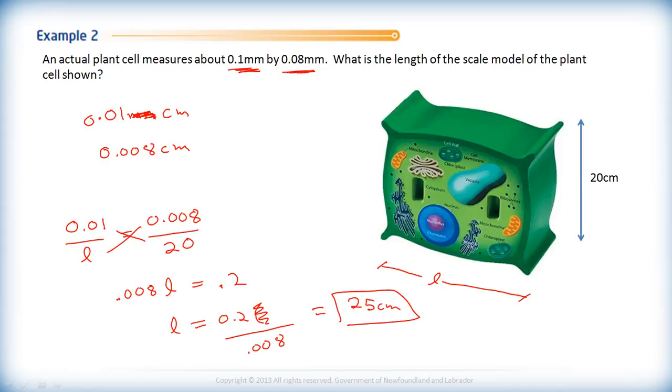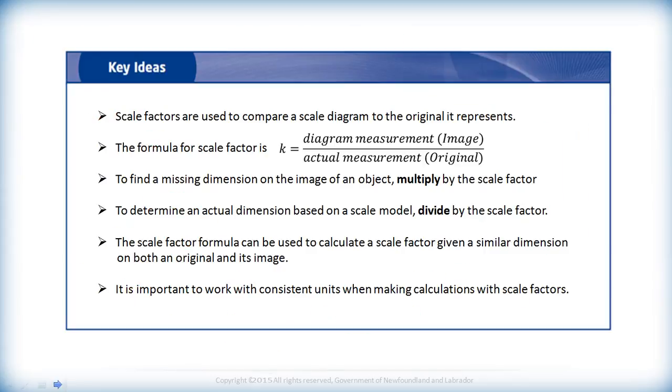Okay? So just a ratio and proportion is one way to do that. There's lots of ways. You could figure out a scale factor, do it that way, but anything that works for you, as long as you get the correct answer, should be all right. So the length of the scale model is 25 centimeters. So all the same stuff we went through before. Nothing new under the sun for this stuff.